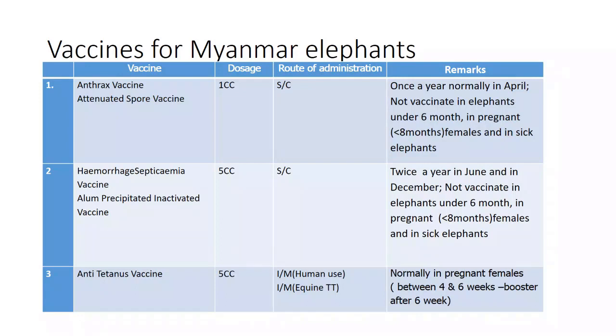Twice a year, we give the hemorrhagic septicemia vaccine, an alum-precipitated inactivated vaccine, in June and December. We do not vaccinate elephants under 6 months, pregnant females more than 8 months along, or sick elephants. So this is what we do.